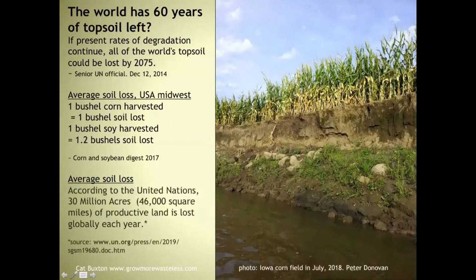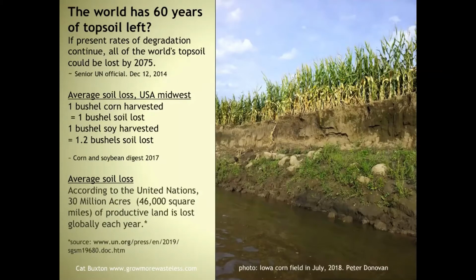As this slide shows, according to the Soybean and Corn Digest of 2017, for every bushel of corn that we harvest in the United States, grown just like this in this picture taken by Peter Donovan in just 2018, where the corn is planted right up to the waterway, we lose a bushel of soil. And you can almost see that happening in this still photo. It's as if the Dust Bowl never happened. We're planting right up to our waterways again.